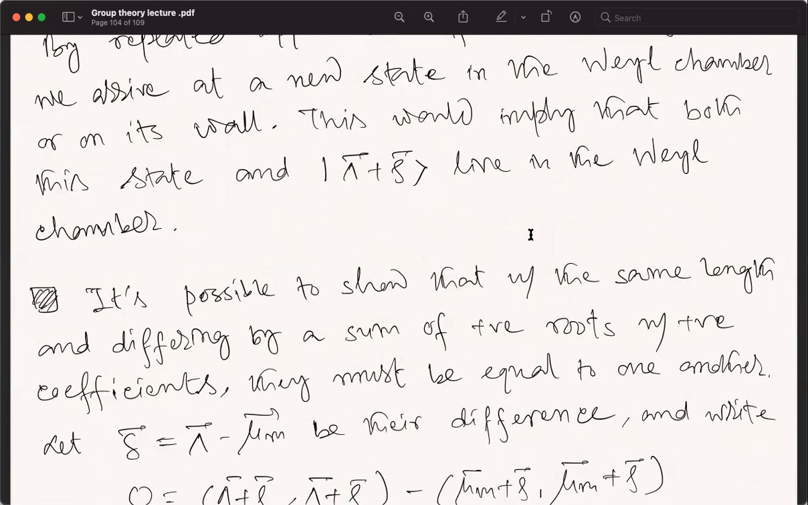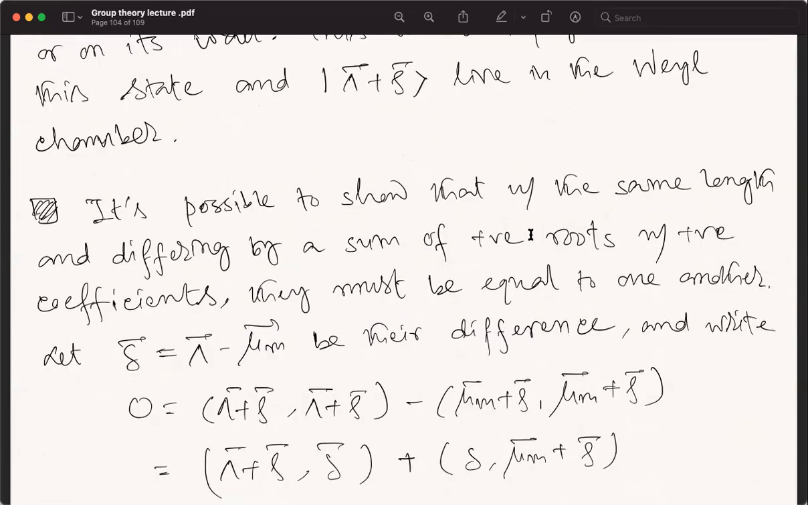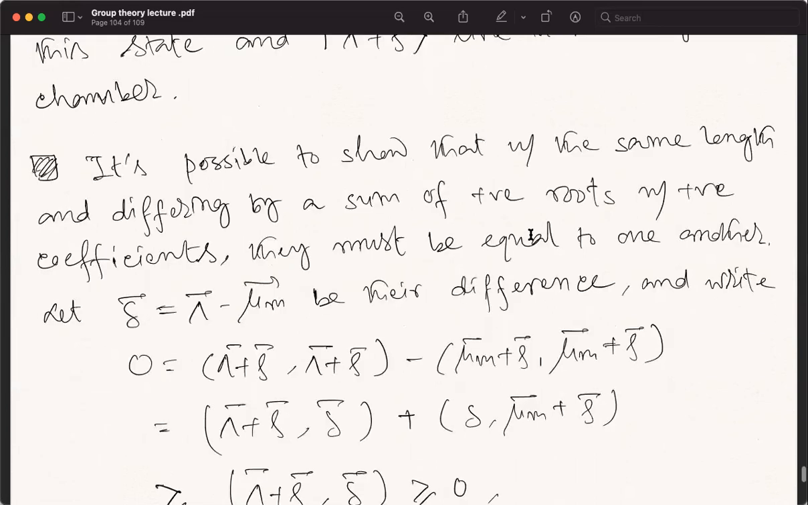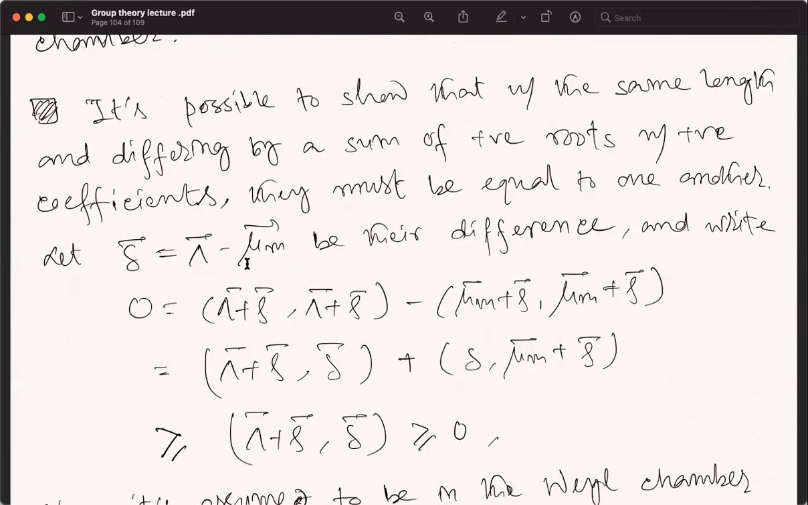Right? So it is possible to show that with the same length and differing by a sum of positive roots with positive coefficients, they must be equal to one another. For example, let's consider delta as a difference. Let lambda minus mu be their difference and write it down as 0 equal to this thing.